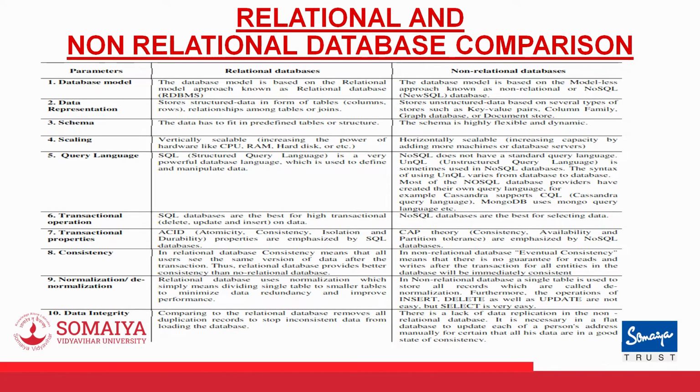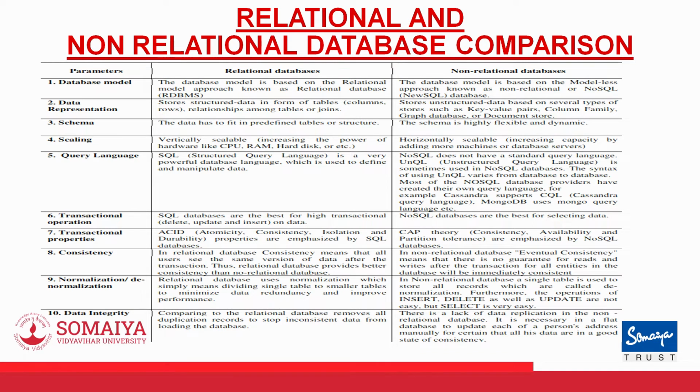Scaling. A relational database is vertically scalable, whereas non-relational databases are horizontally scalable. Query language. SQL is a very powerful database language which is used to define and manipulate data. NoSQL does not have a standard query language. UnQL, or unstructured query language, is sometimes used in NoSQL databases. The syntax of using UnQL varies from database to database. Most of the NoSQL database providers have created their own query language. For example, Cassandra supports CQL, MongoDB uses Mongo query language, etc.